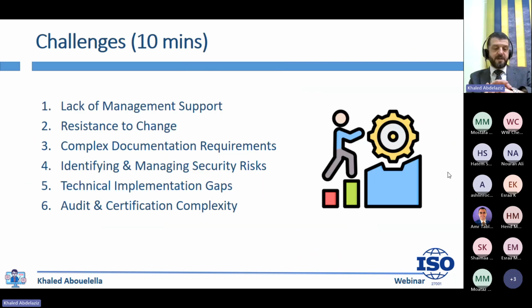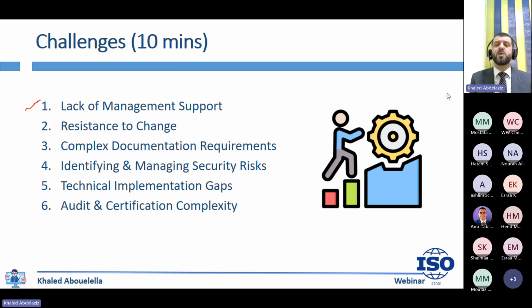The last slide, I still have 3 minutes. The last slide is about the challenges. You implemented an information security management system based on ISO 27001. Is it easy? No challenges? No, there are challenges. But believe me, although there are challenges, it's highly rewarding. Organizations that commit to security best practice gain not just improved security in the organization, but also a competitive edge. The first challenge here is lack of management support.